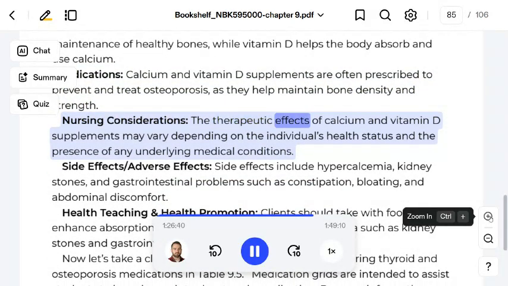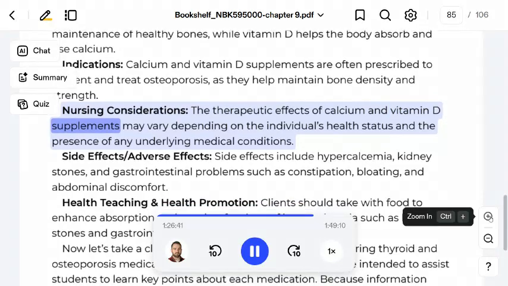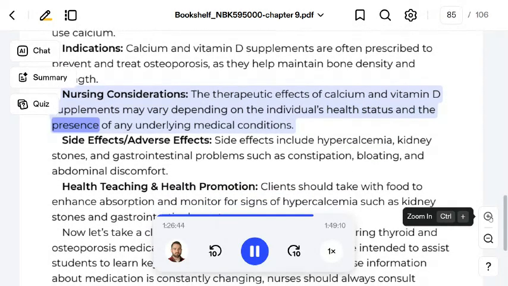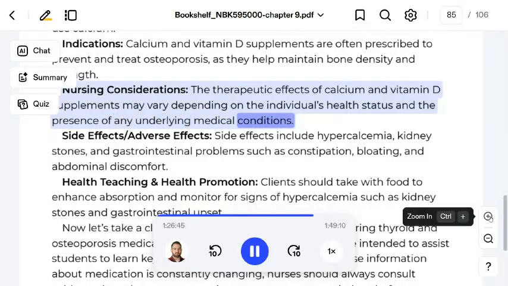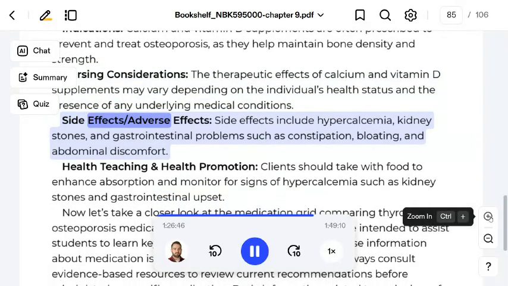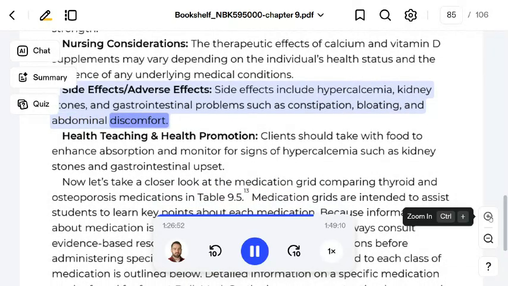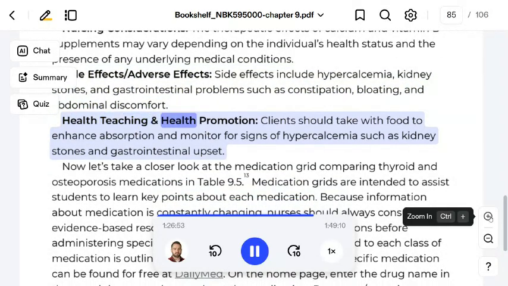The therapeutic effects of calcium and vitamin D supplements may vary depending on the individual's health status and the presence of any underlying medical conditions. Side effects, adverse effects. Side effects include hypercalcemia, kidney stones, and gastrointestinal problems such as constipation, bloating, and abdominal discomfort. Health teaching and health promotion.